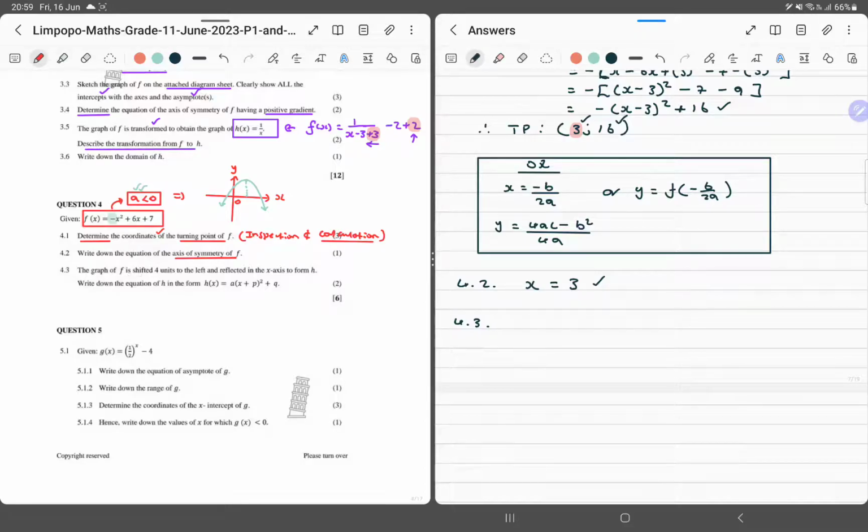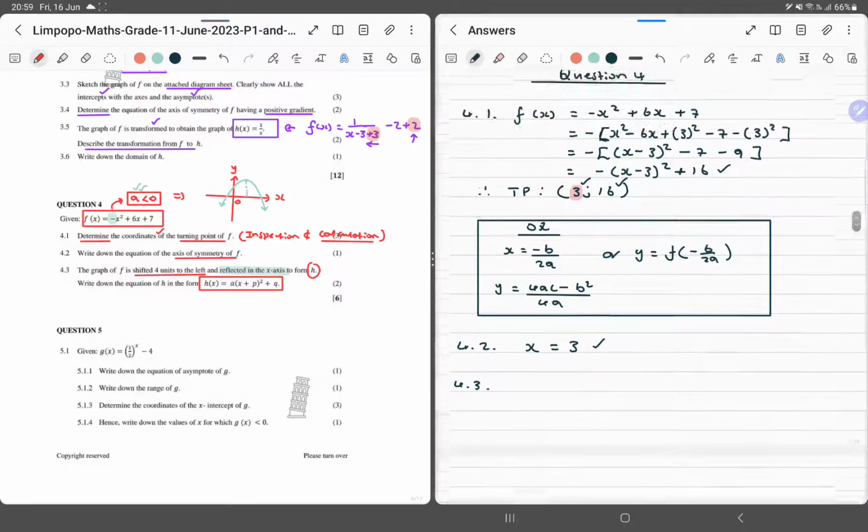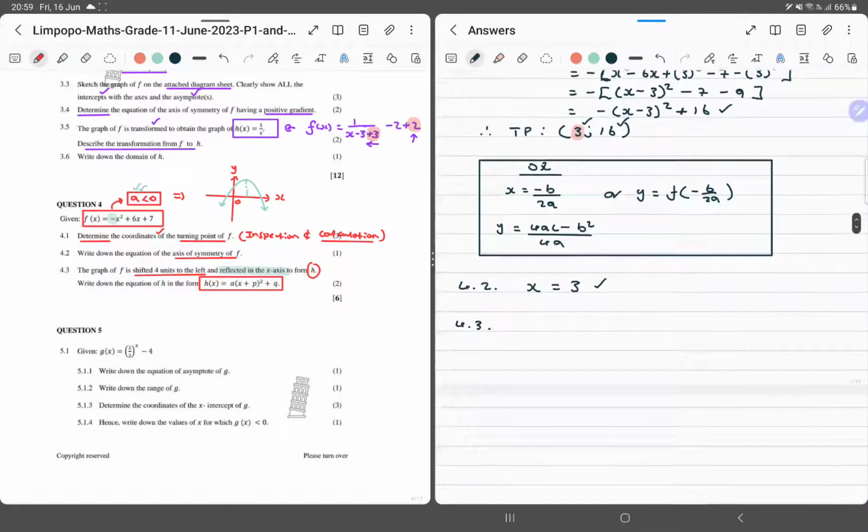Now it says the graph of f is shifted 4 units to the left, okay, and is reflected in the x-axis to form the graph of h. Okay, now it says write down the equation of h in the form, they want the turning point form. Thankfully we have done that for our graph of h. So do you see some techniques actually work?